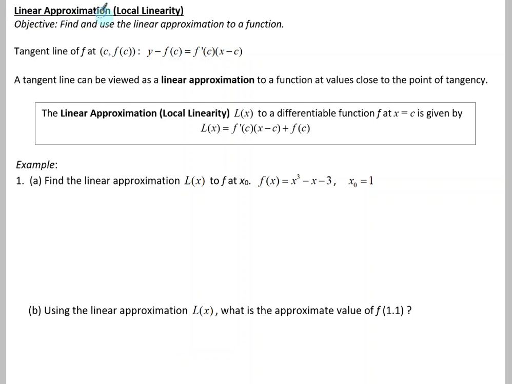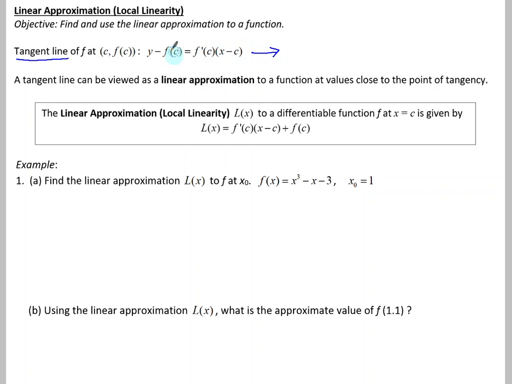Linear approximation, also known as local linearity. Our objective is to find and use the linear approximation to a function. Recall the tangent line of a function at the point c, f of c can be written as y minus the y-coordinate f of c equals f prime of c, the derivative of the function at c to get our slope, times x minus c, the x-coordinate.